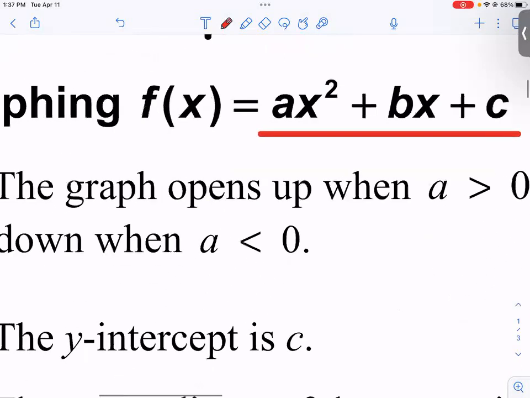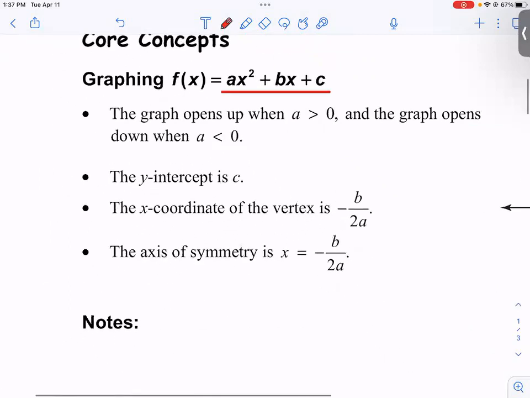So I would like you to highlight this right here. The x coordinate of the vertex is negative b over 2a. And that is where we begin. If we have a bx term in our parabola, we need to use x equals negative b over 2a to find the x coordinate of our vertex.